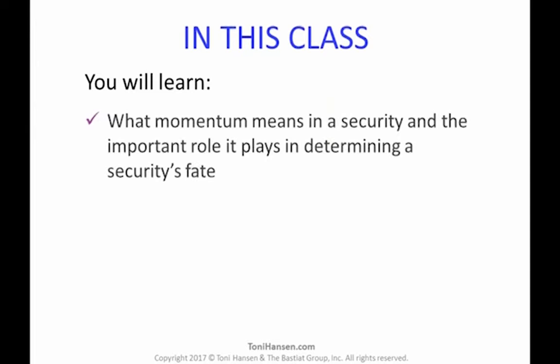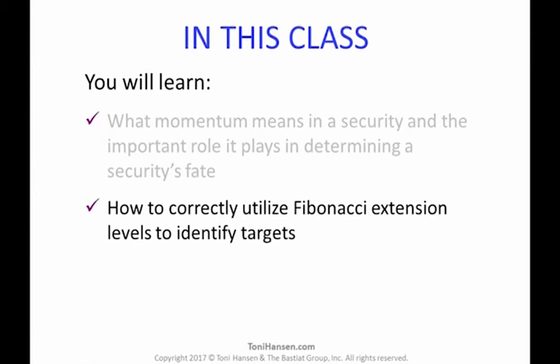In today's class, we're going to look at, first of all, what momentum is, what it means in the security, and the important role that it plays in determining a security's fate. This is going to be one of those tools that relies purely upon looking at the charts themselves, sans any indicator whatsoever. We're also going to be looking at how to correctly utilize Fibonacci extension levels to identify targets. Fibonacci is one of the indicators that is based upon price action, so we are going to be looking at that as a way to provide additional confirmation to what you are already able to see with the momentum development in a security.